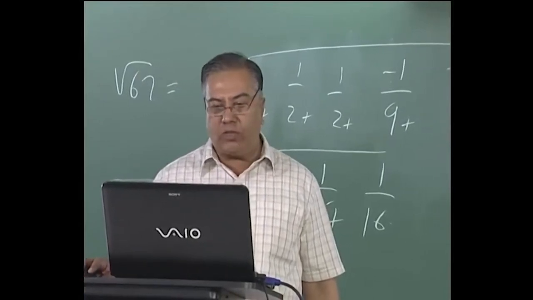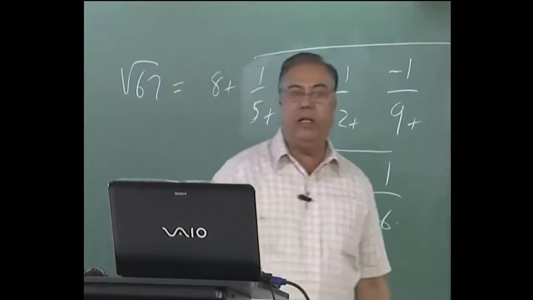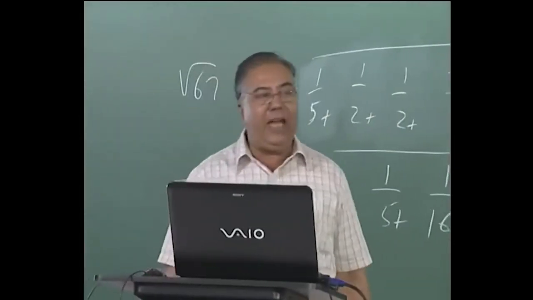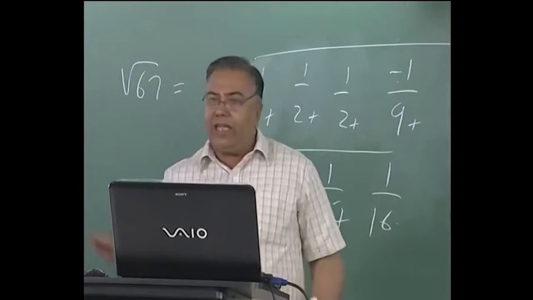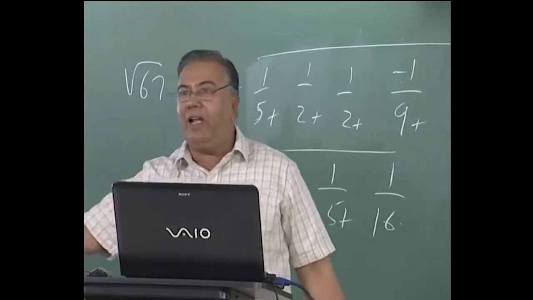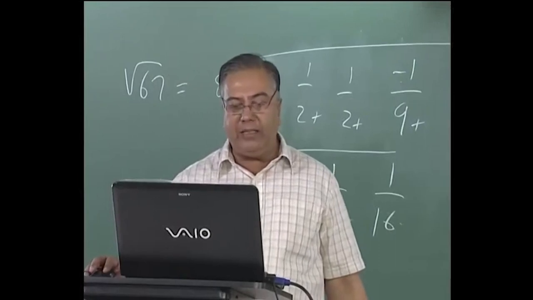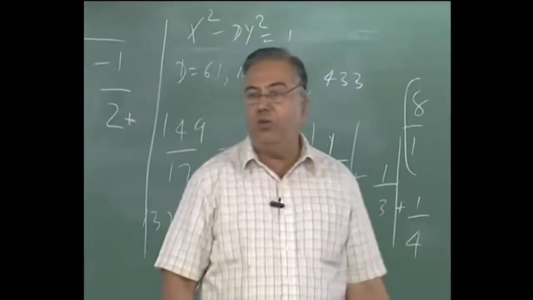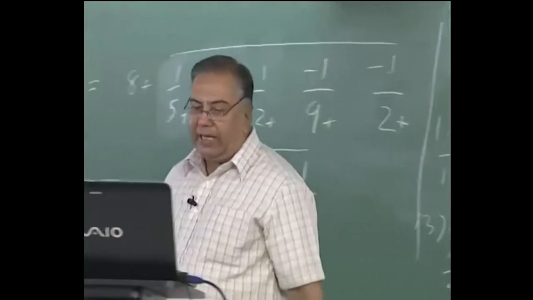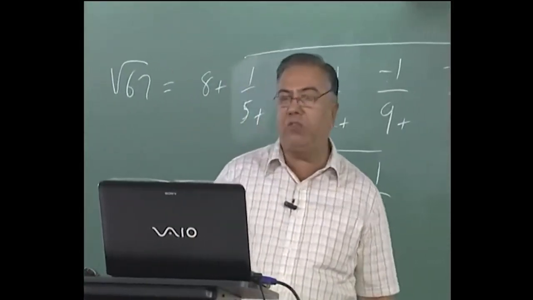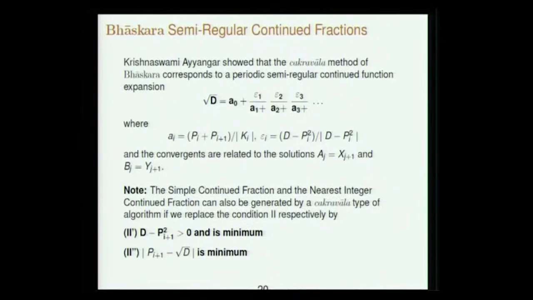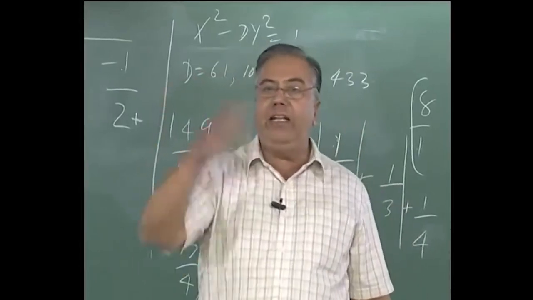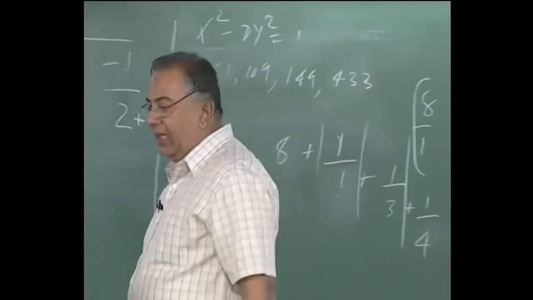So, the first thing Krishnaswamy Iyengar showed was that with the Chakravala method, you can immediately write down the square root of d as a continued fraction. Next, he pointed out that the simple continued fraction algorithm can be viewed as similar to the Chakravala algorithm, only you change the condition of Bhaskara, that modulus of pi plus 1 squared minus d being minimum. You change it to the condition that d should be greater than pi plus 1 squared, and d minus pi plus 1 squared should be minimum. So, the value of pi plus 1 should be so chosen that its square is less than d and it is closest to the value of d.